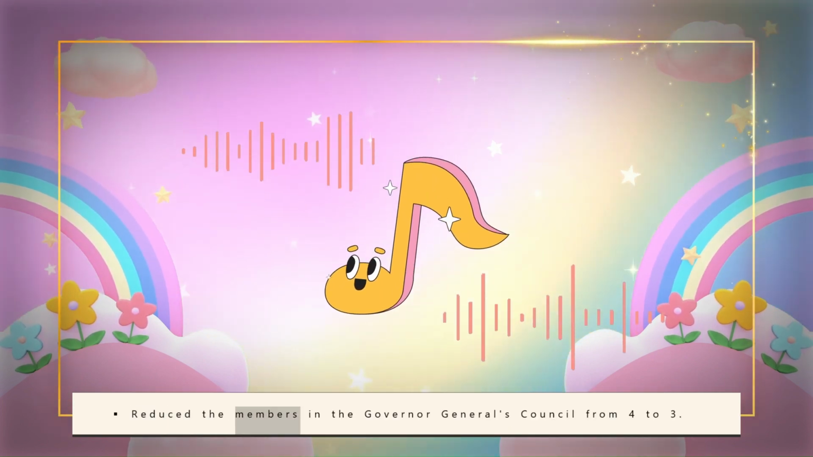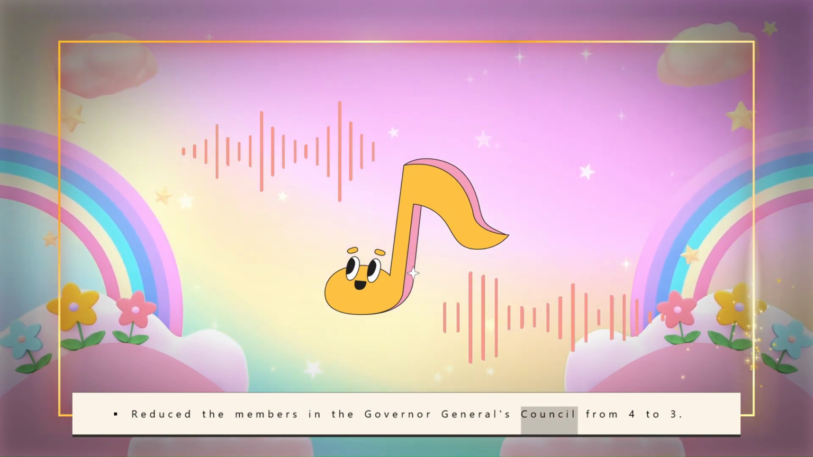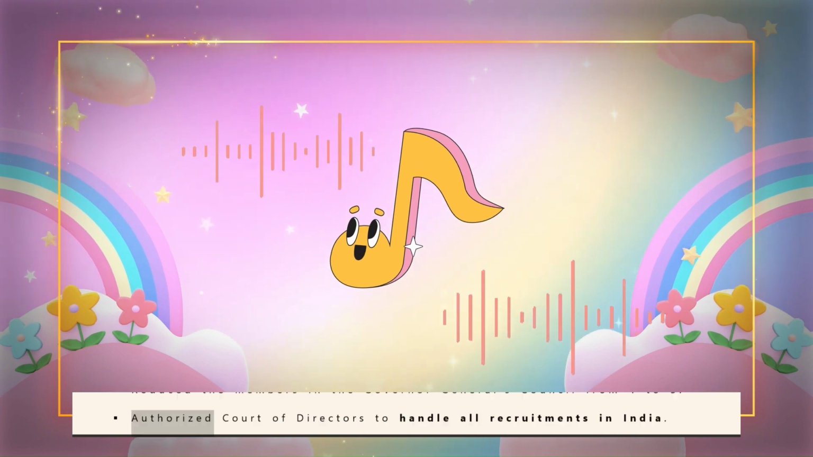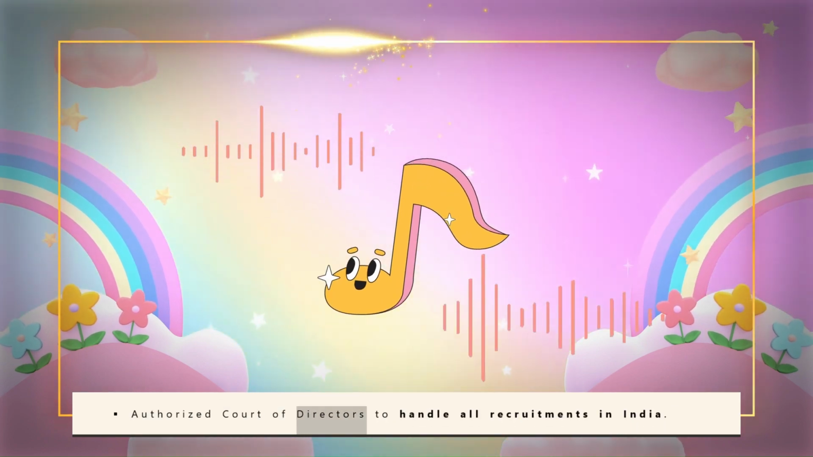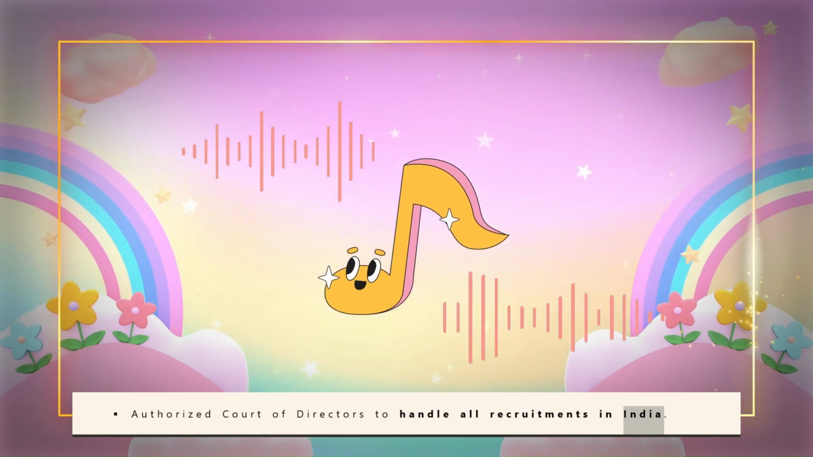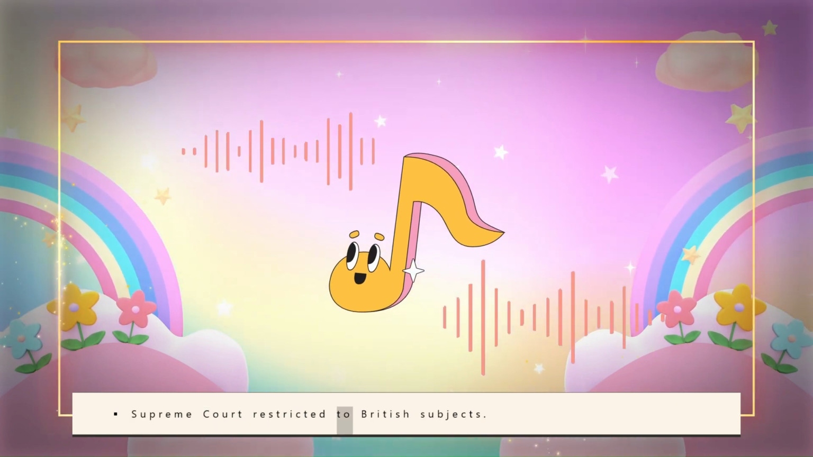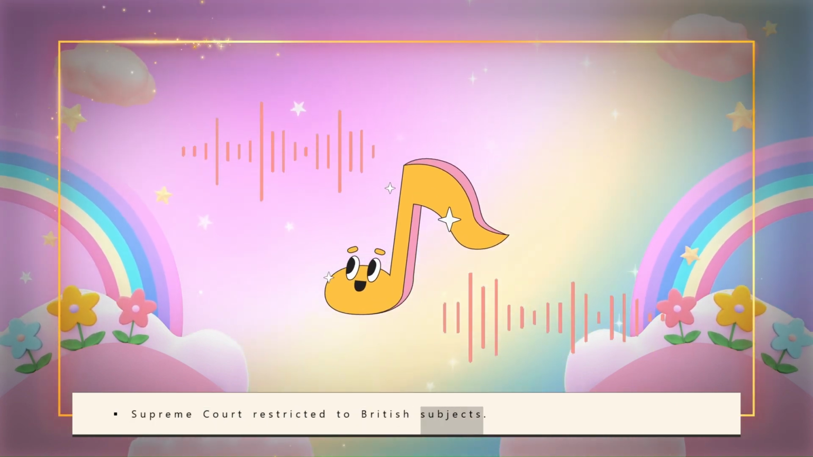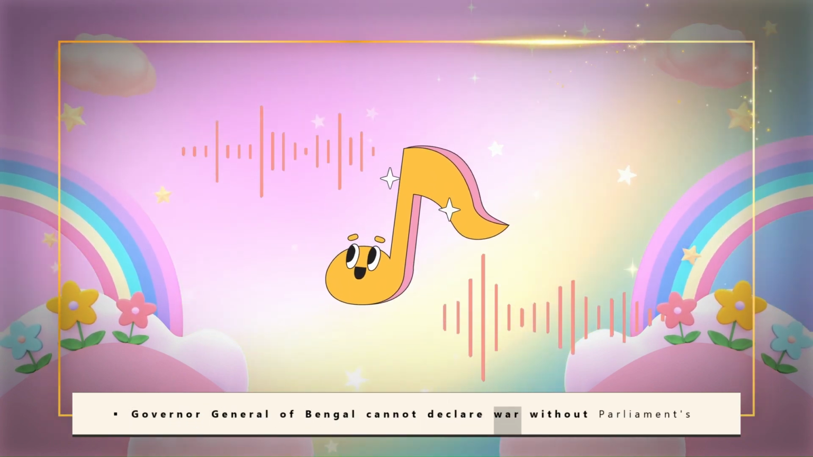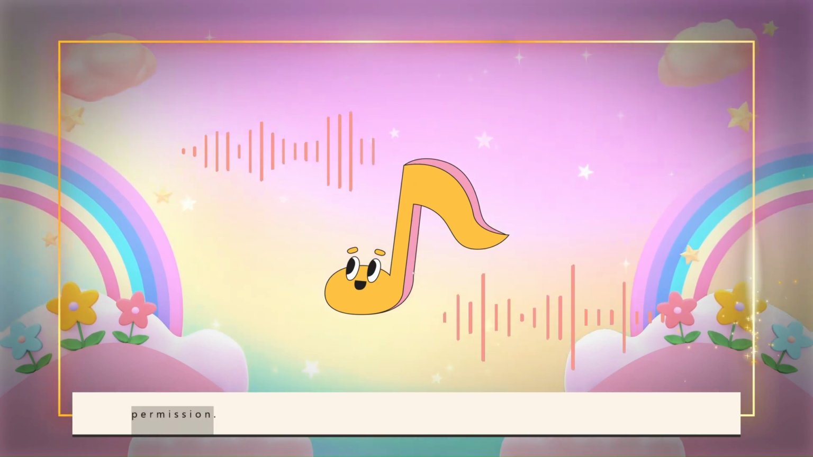Reduced the members in the Governor-General's Council from 4 to 3. Authorized the Court of Directors to handle all recruitments in India. Supreme Court restricted to British subjects. The Governor-General of Bengal cannot declare war without Parliament's permission.